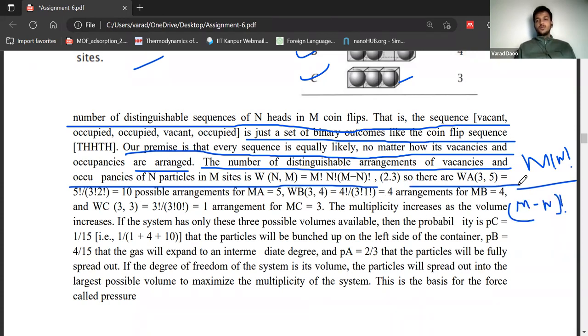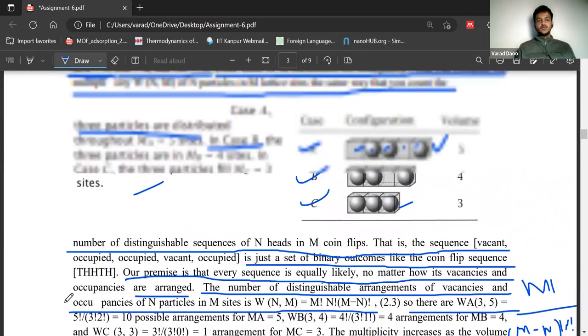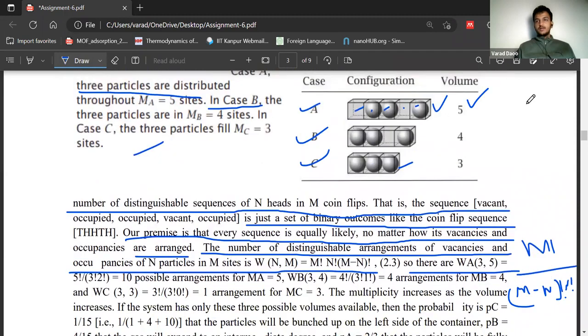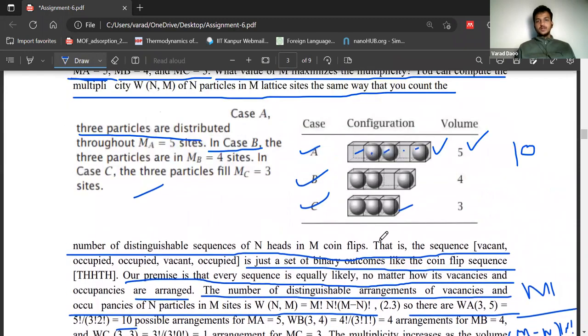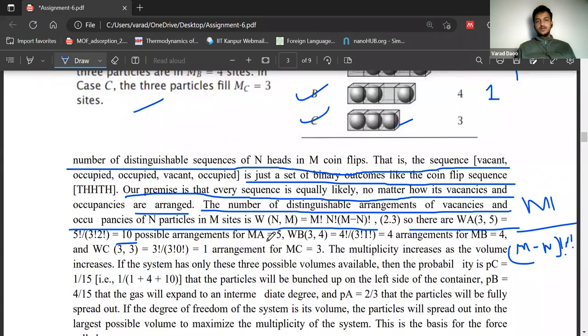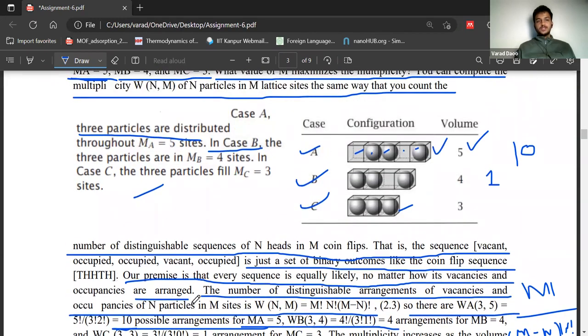So we put in the values. It will be M factorial over n factorial, so W of A is 35... for this case we find the multiplicity comes out to be 10. For case A, it comes out to be 10. For case B, it comes out to be 4. And in case C, it comes out to be 1.